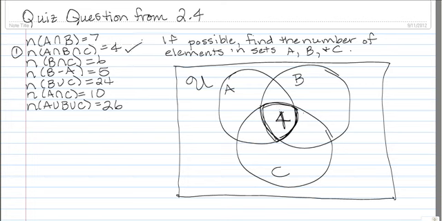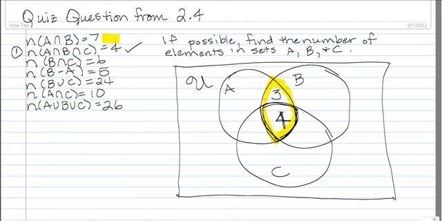Now we want to go to where 2 of the circles overlap. So the first one I see is A intersect B. A intersect B, I'm going to outline in yellow. And it's telling me that there are 7 elements in A intersect B. I already have 4, so 7 minus 4 would give me 3.